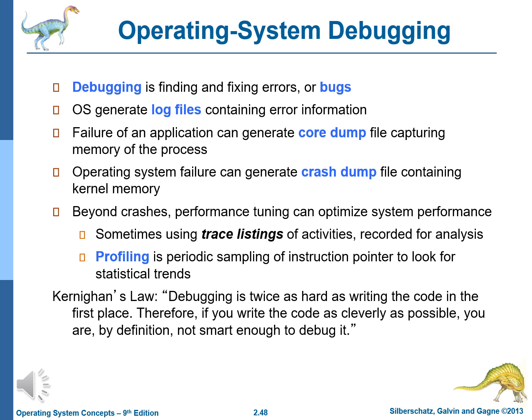Kernighan's law: Debugging is twice as hard as writing the code in the first place. Therefore, if you write the code as cleverly as possible, you are, by definition, not smart enough to debug it.